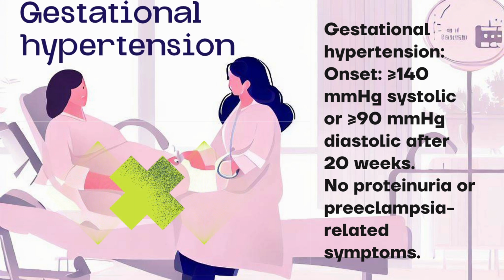This condition refers to new-onset high blood pressure after 20 weeks of gestation in a previously normotensive woman. We diagnose gestational hypertension when systolic blood pressure is equal to or greater than 140 mm of mercury, or diastolic blood pressure is equal to or greater than 90 mm of mercury, on at least 2 occasions, 4 hours apart.